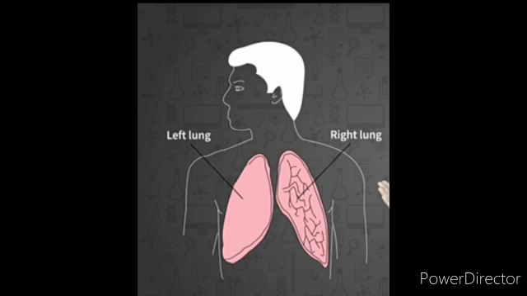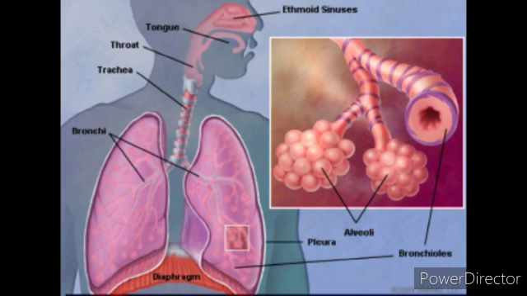Now the structure of the lungs. The upper pointed side is called the apex and the lower broad side is called the base. The left lung is slightly smaller than the right lung, as the left lung has 2 lobes and the right lung has 3 lobes. Each primary bronchus divides repeatedly to form a network of fine tubes, giving rise to secondary and tertiary bronchi. The tertiary bronchi open into alveolar sacs filled with blood capillaries.